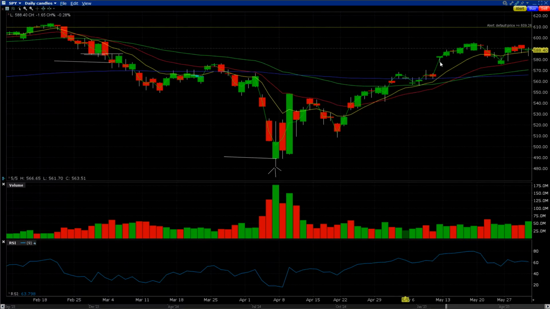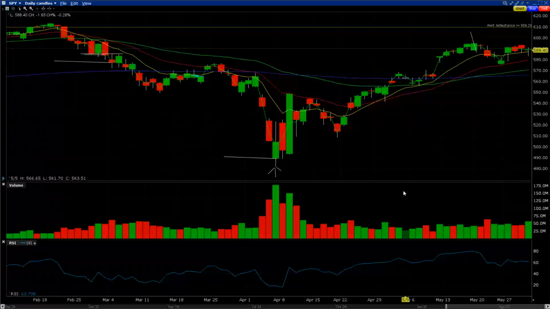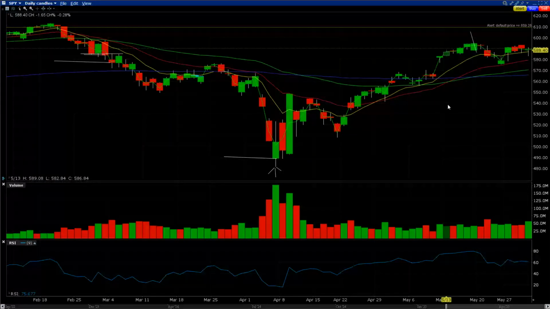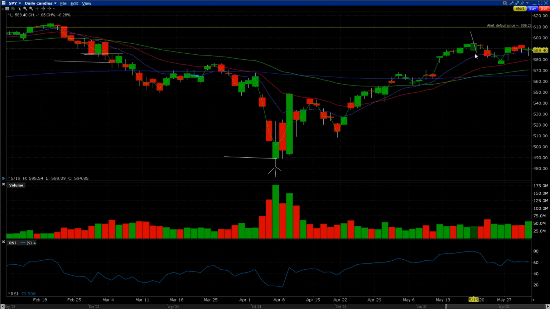Here we are today. We had an outside bar right there. In and of itself, it doesn't mean a whole lot. Just something that I took note of, right? Told the members, hey, that was an outside bar, so we need to be a little cautious. Obviously, it means something when you break below it, which we did here.